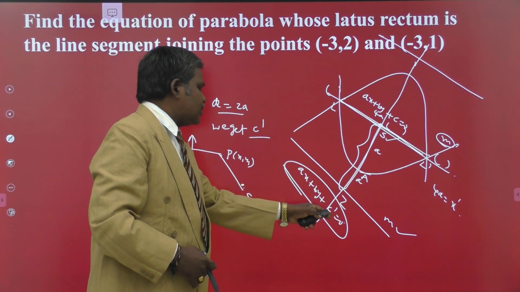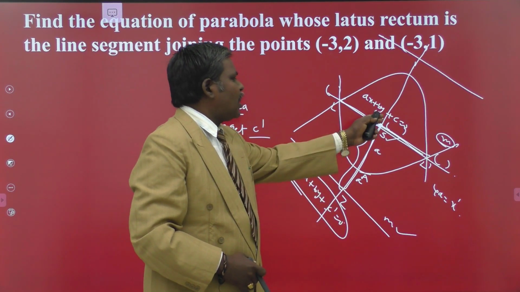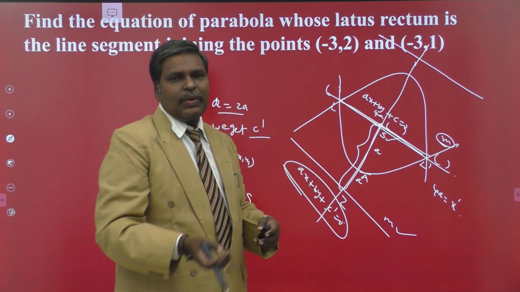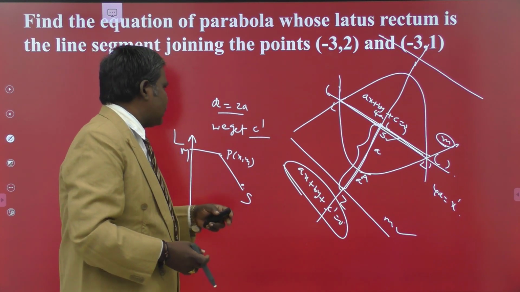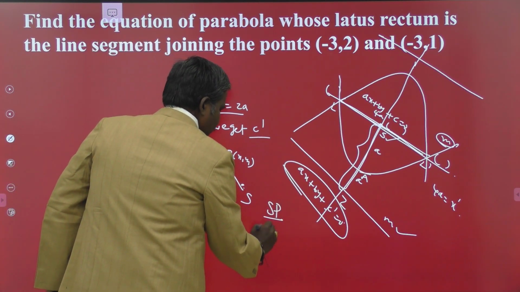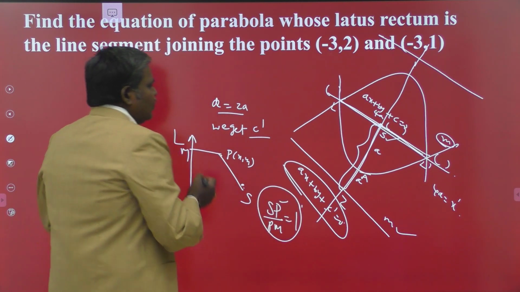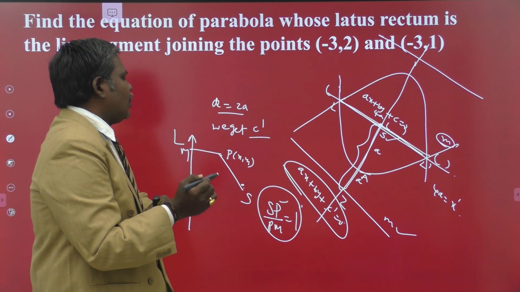We get the unknown constant, that is c dash. After getting the directrix equation, and we already know the focus, with the help of the focus and directrix, use the fundamental concept, that is SP by PM is equal to 1. We obtain the locus of P, that is the required equation of the parabola.